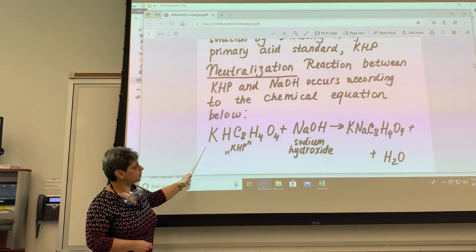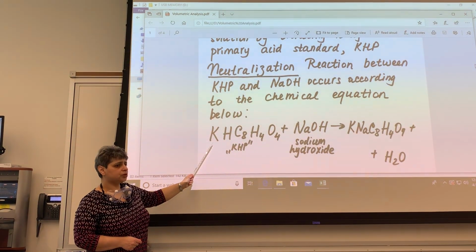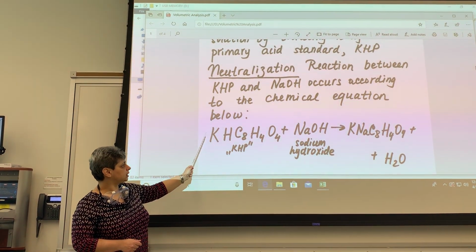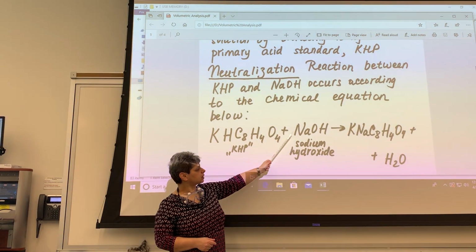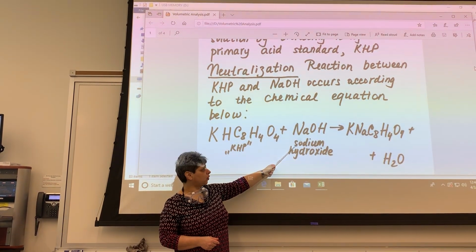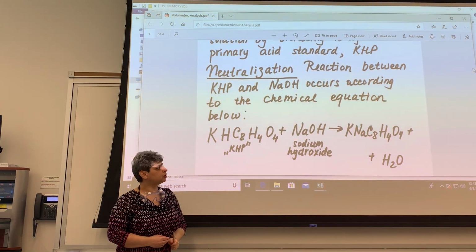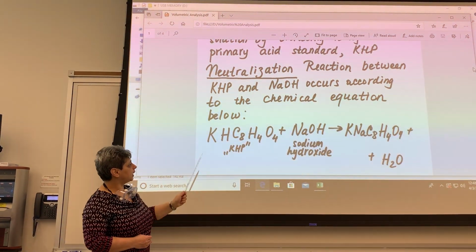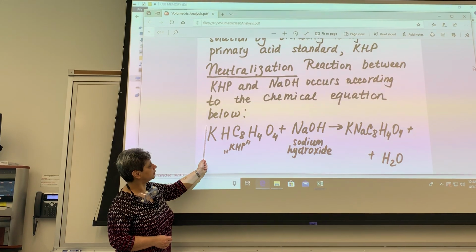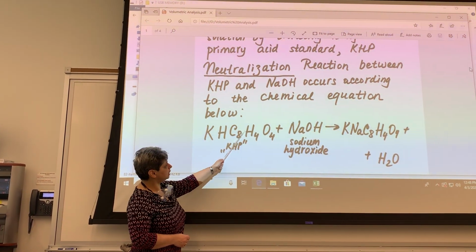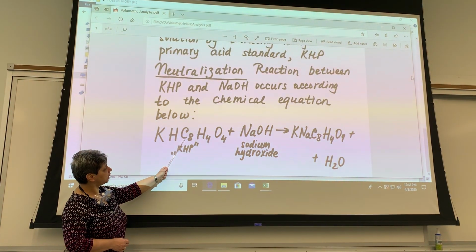The chemical equation of the reaction is important because it shows us the molar ratio of the reactants. You can see that 1 mole of KHP is expected to react with 1 mole of NaOH. This assumption here is the key to the rest of our experiment. The idea is to start with a certain known amount of KHP, a certain number of grams of KHP.